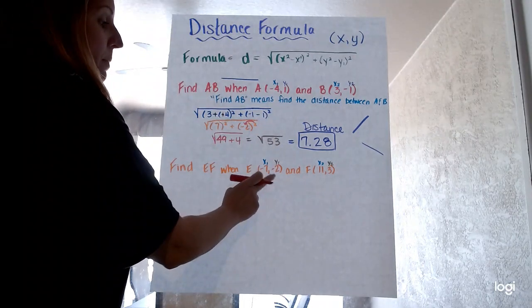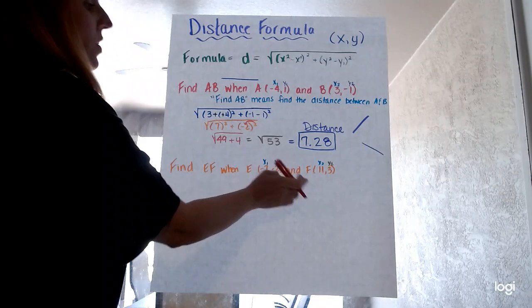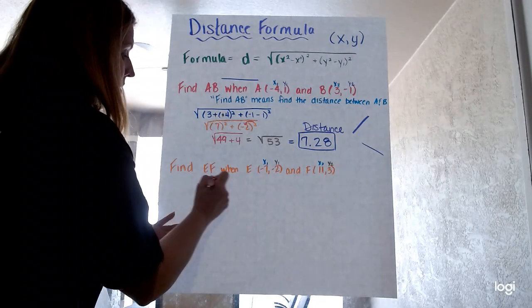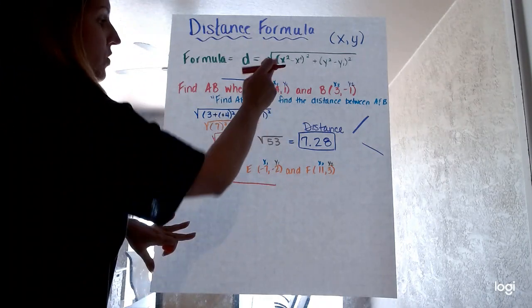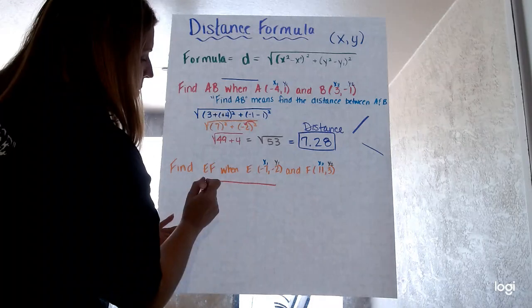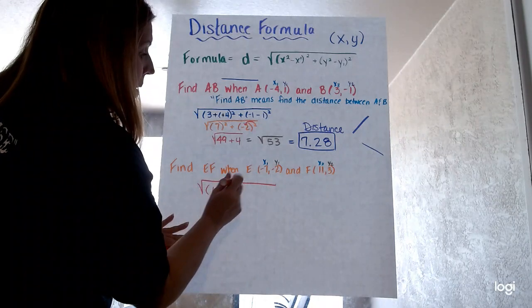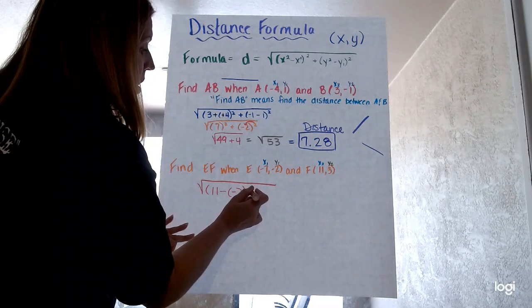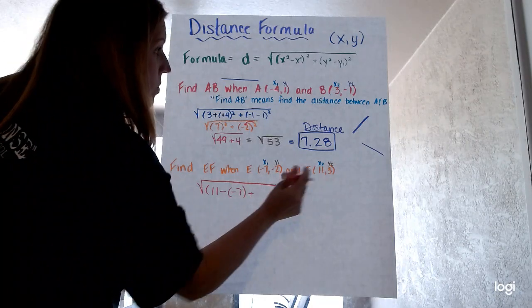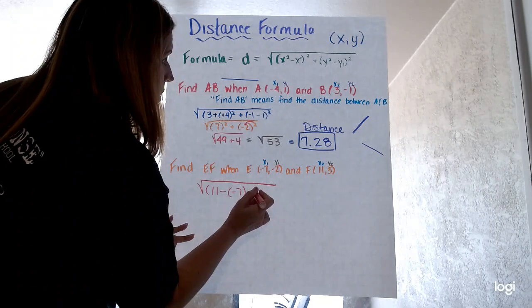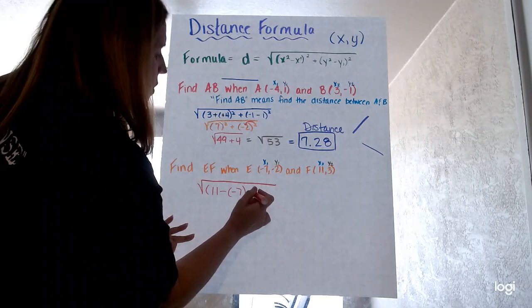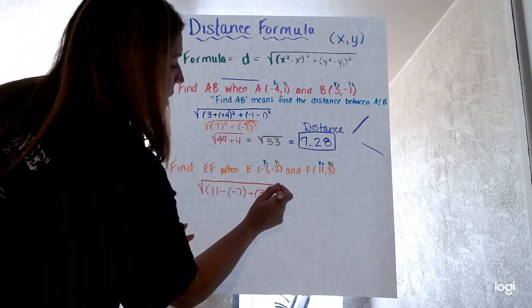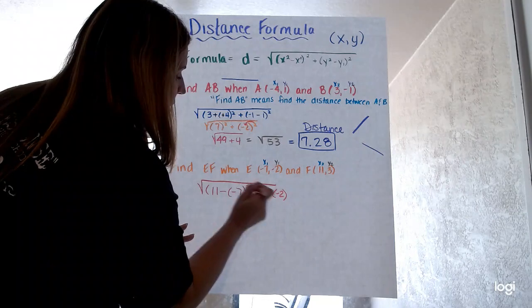So I've identified my x1 and my y1. This is my first set of points, and my x2, y2 is my second set of points. So we know our formula is the square root of x2 minus x1. So my second set of points, x2 is 11 minus x1, so 11 minus 7, plus y2, which is 3, sorry, I blanked out there, minus y1, a negative 2. And we need to square both of these.